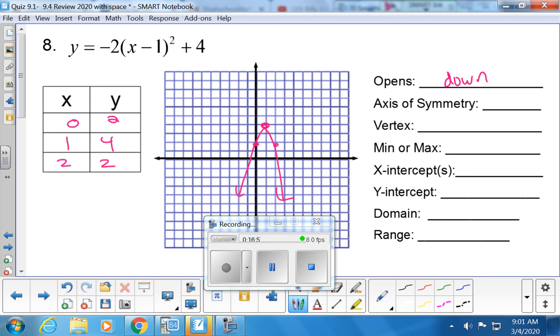The axis of symmetry would be x equals 1, because that's the x coordinate of the vertex. This has a maximum because it opens down and it has a mountain peak. Oh, these x-intercepts are killing us today. We're just going to have to estimate them again.